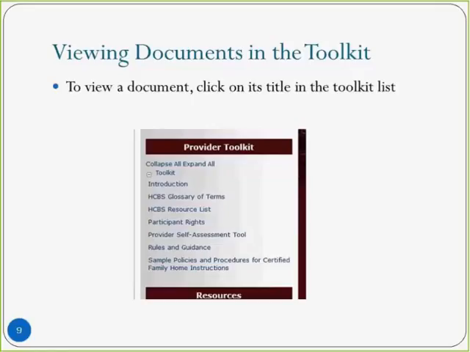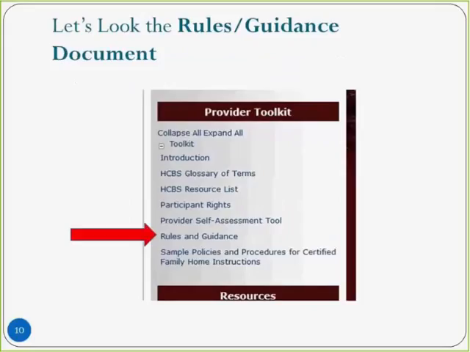Viewing documents in the toolkit. As I mentioned before, there's a little plus on the left-hand side next to the toolkit. When you click on that, it will expand. And when that expands, each piece of the toolkit that was mentioned pops up individually. To get to the introduction, you simply click on the introduction section. The same goes with the glossary of terms and the resource list, etc. So if we look at the rules and guidance section of this, we'll take a look at that next. The red arrow will be pointing to the rules and guidance.